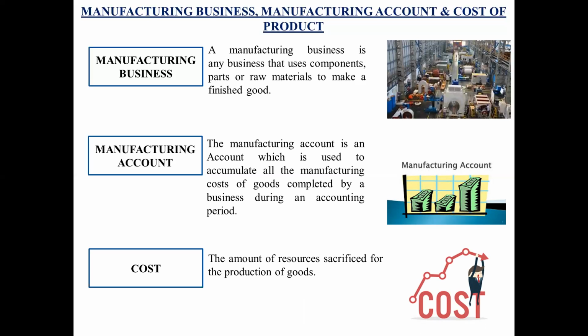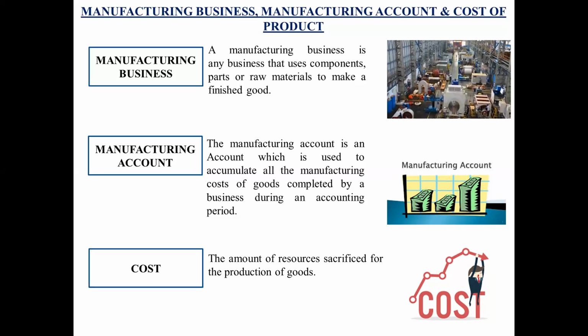So we have learned three definitions over here: manufacturing business, manufacturing account, and cost. Manufacturing business, as I told you, uses components, parts, or raw materials to make finished products. Manufacturing account is used to accumulate all the manufacturing cost of goods completed by a business during an accounting period, and the cost is the amount of resources which we have sacrificed for the production of goods.